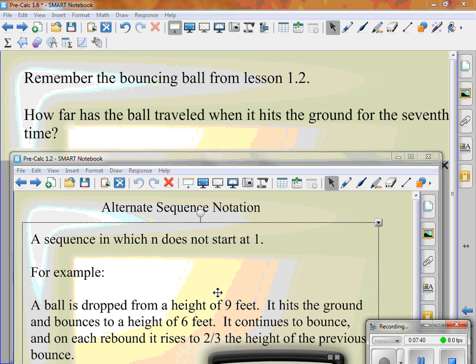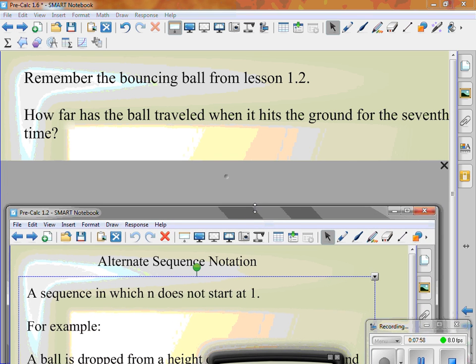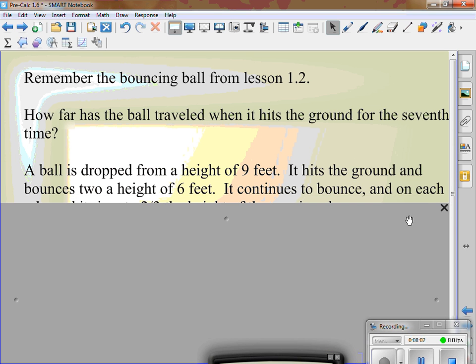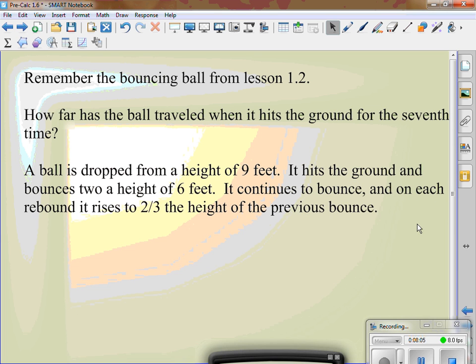Here's the problem from 1.2. A ball is dropped from 9 feet. It hits the ground and bounces to a height of 6 feet and continues to bounce on the rebound as it rises to 2/3 of the previous bounce. So we're going to use this problem to answer this question. How far does the ball travel when it hits the ground for the 7th time? You can rewrite this that way you have it.